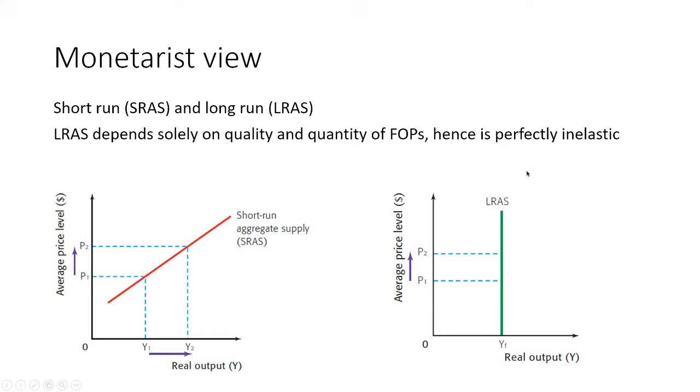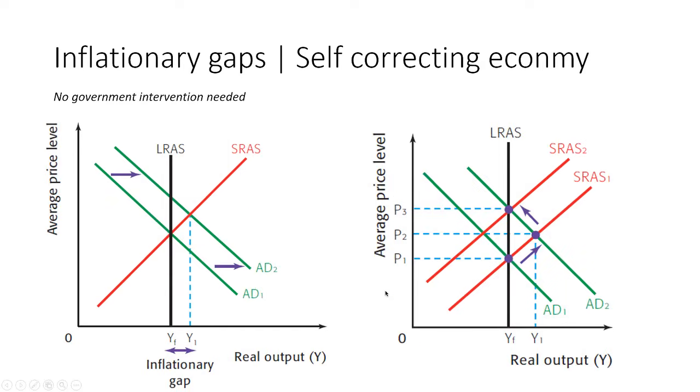Hence, it's perfectly inelastic since you are using everything you can here. So you can't use more than you have, therefore you can't be out here for a long period of time. They mean that the government should not need to intervene, or should do so as little as they can. This brings up the concept of the self-correcting economy.